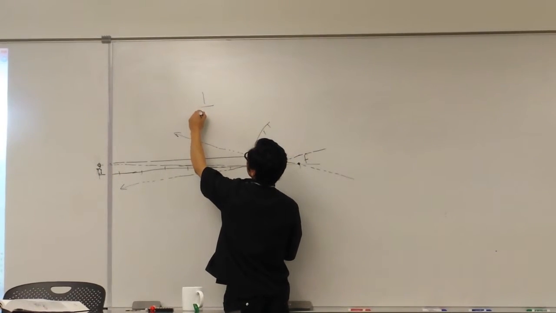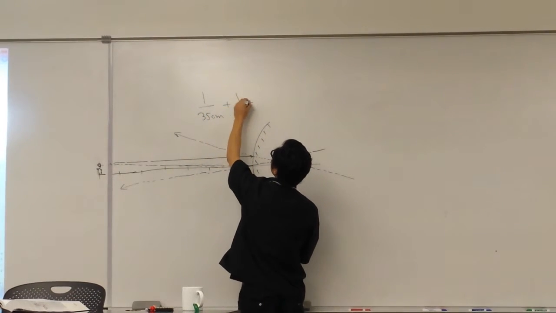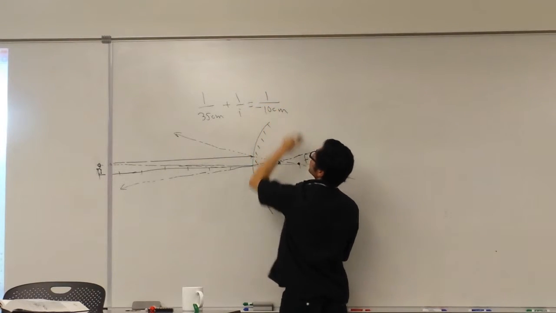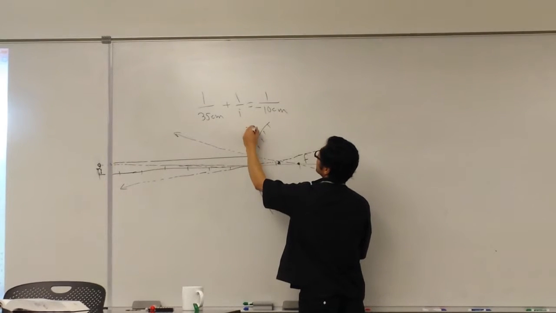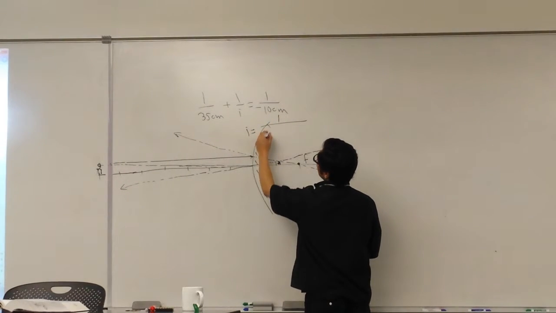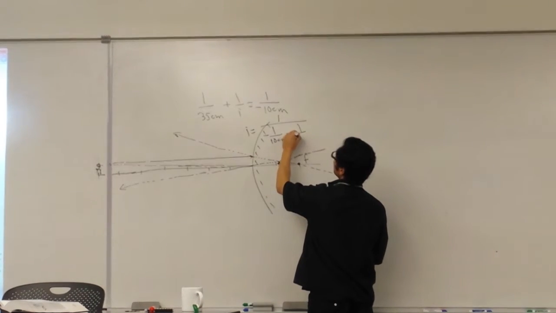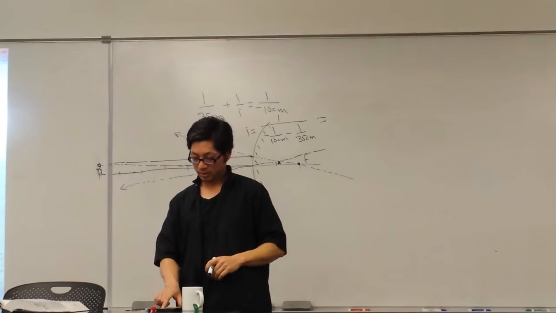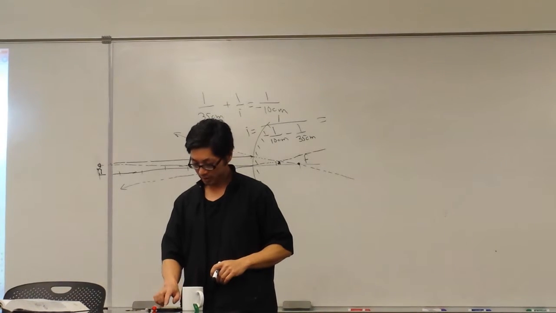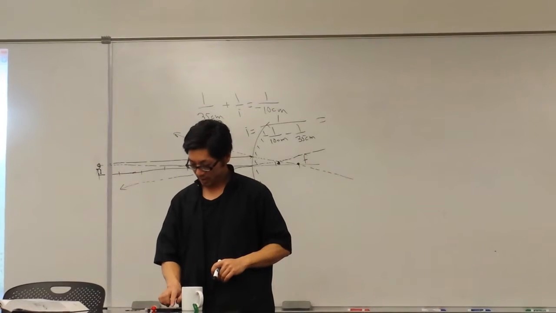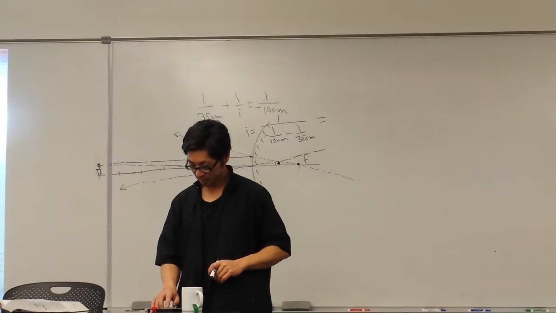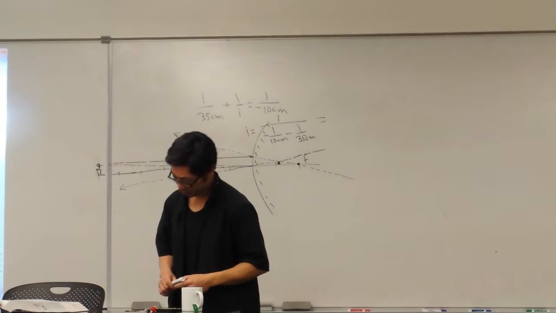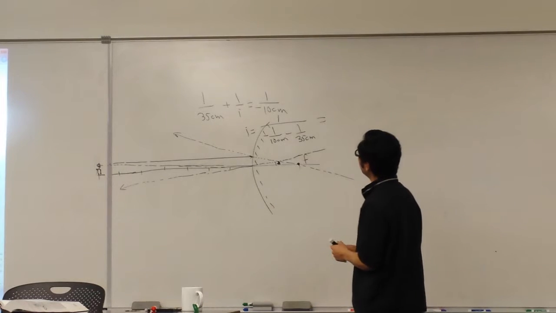So we got 1 over 35 centimeters for P, plus 1 over I is equal to 1 over minus 10 centimeters. Right? So that's a negative number. So I is 1 over minus 1 over 10 centimeters minus 1 over 35 centimeters, right? What's that number? Let's check. We got 35 inverse negative 35 inverse minus 10 inverse, and then I take the inverse of that, and I get 7.8. Is that right? Negative 7.8?